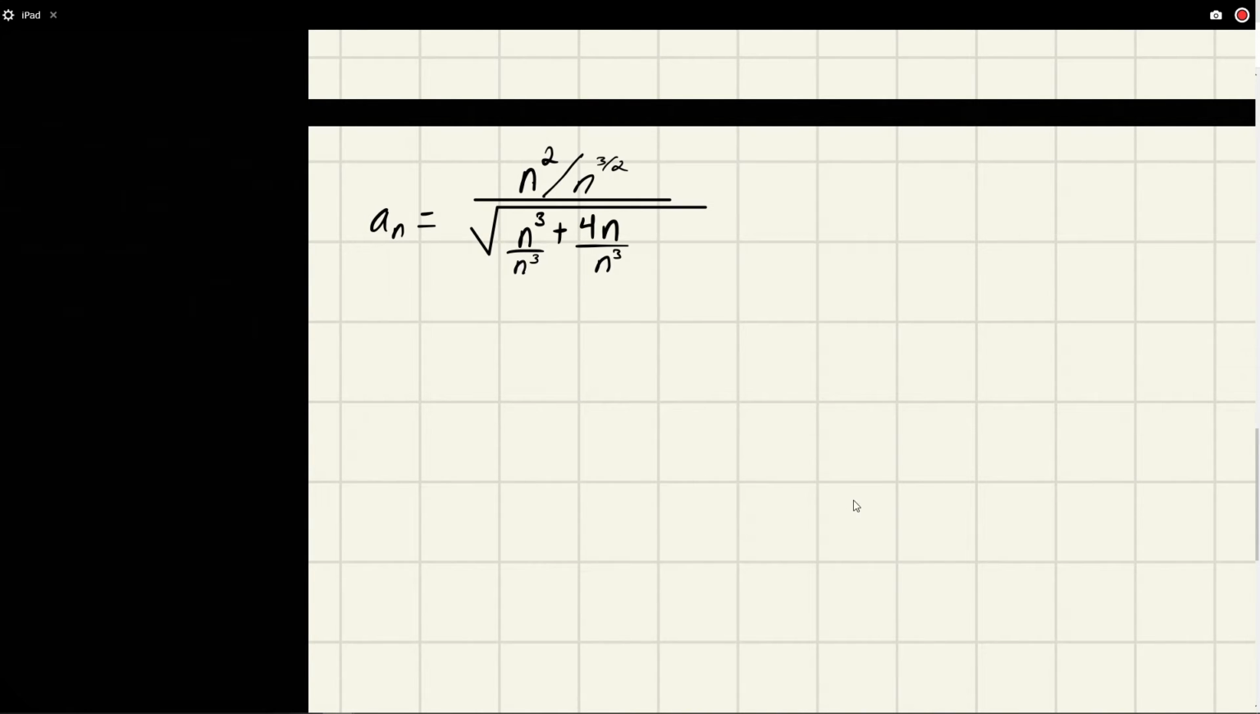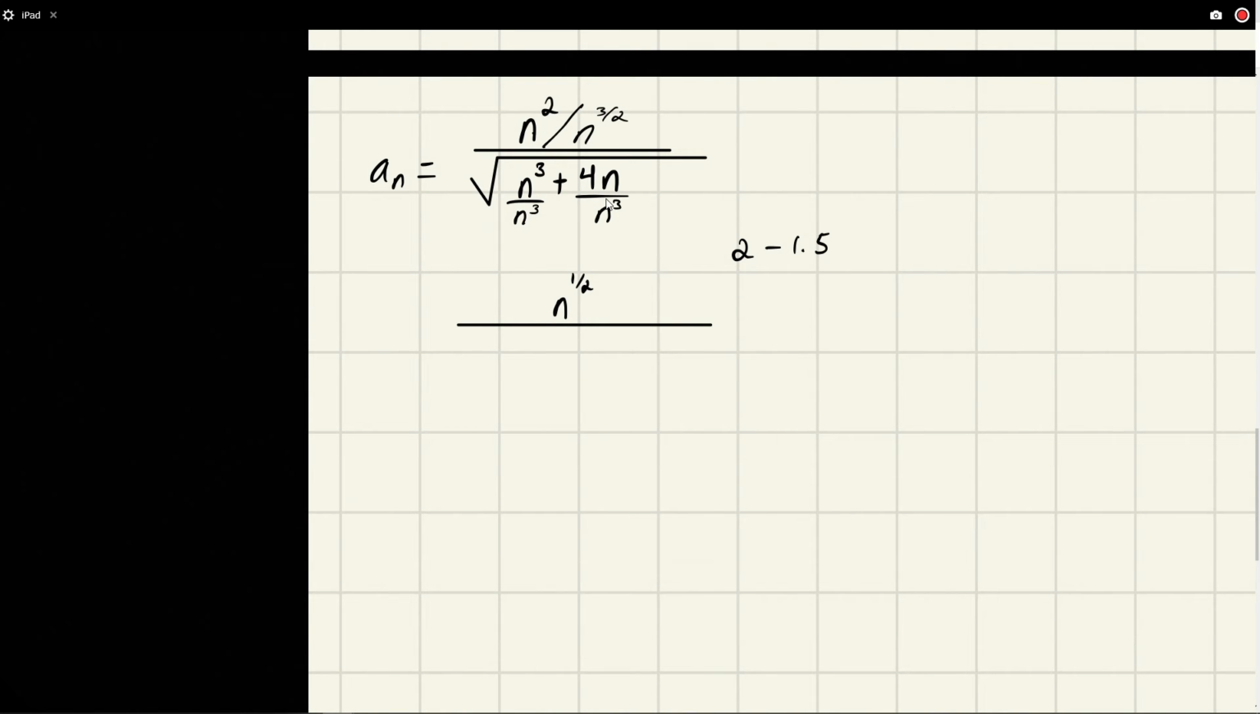So on the inside now, let's go ahead and rewrite. On the top, this is n squared, and this is n to the 3 halves. So we're left with 1 half on this top one, right? Because the exponents subtract when you combine the similar bases. So it's going to be n to the 1 half, which is the same thing as just 2 minus 1.5, right? And then inside the radical, we're going to get 1 plus 4 over n squared.